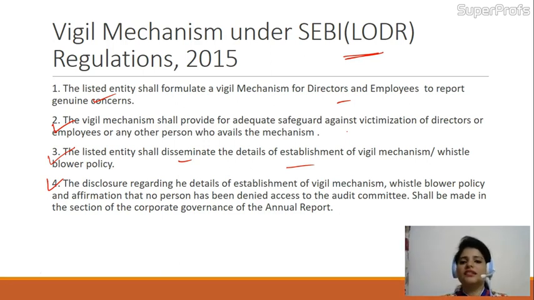First, the listed company should formulate a vigil mechanism for its directors and employees. Second, the company shall provide safeguards against victimization.